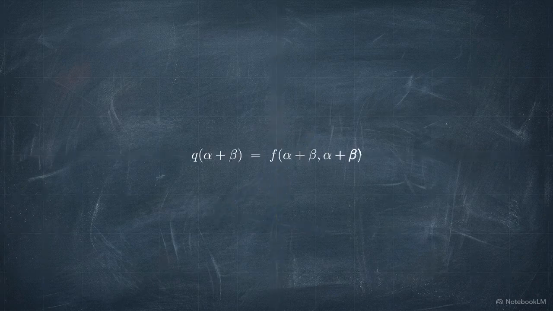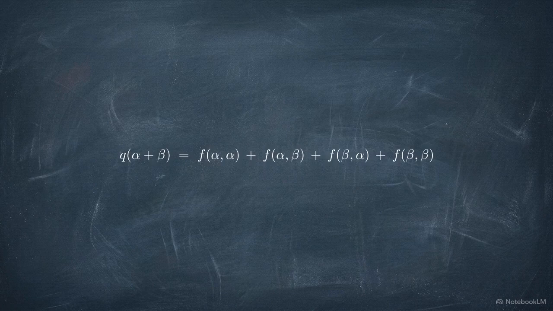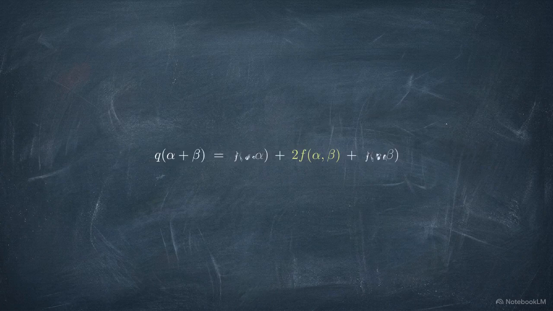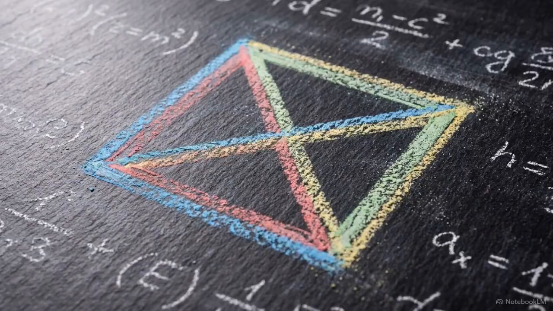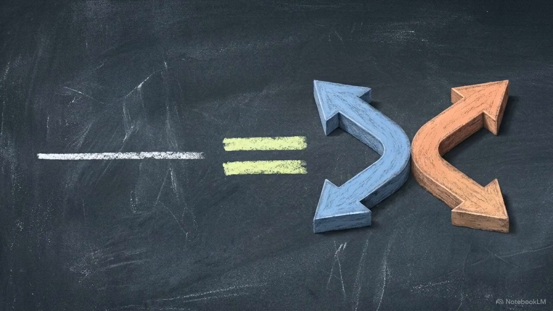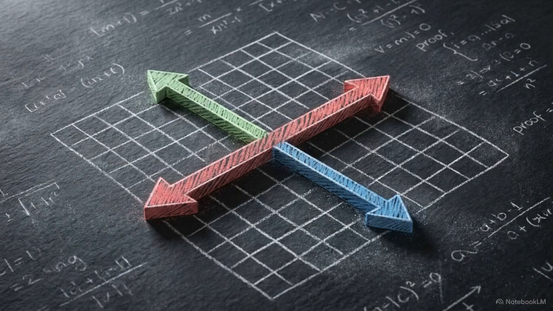We answer this by expanding the quadratic form for the sum of two vectors, alpha plus beta. Because our bilinear form is symmetric, the mixed terms combine neatly into a middle cross term, 2 times f of alpha beta. By subtracting the squared lengths of alpha and beta alone, we isolate the exact value of their interaction. This expansion is known as the polarization identity. It guarantees that the quadratic form and the symmetric bilinear form encode the exact same mathematical information. If you know the lengths, you know the geometry.